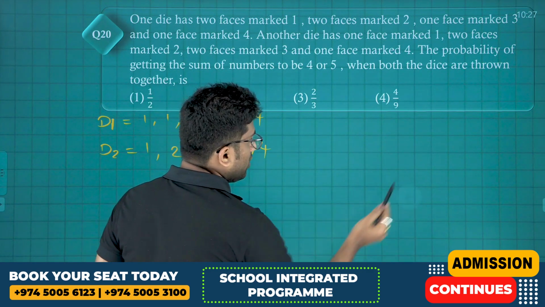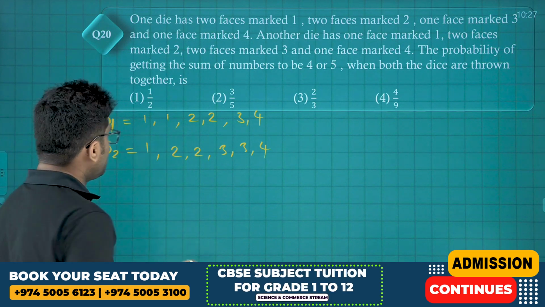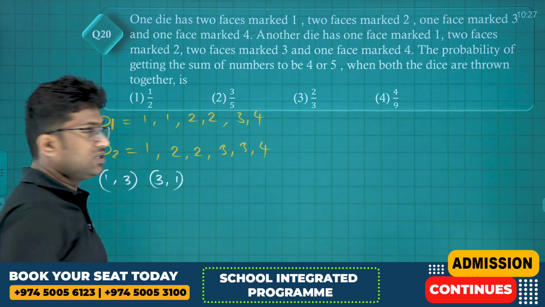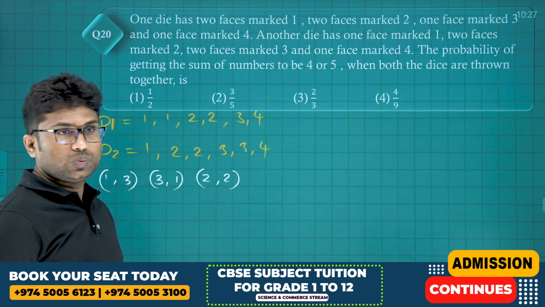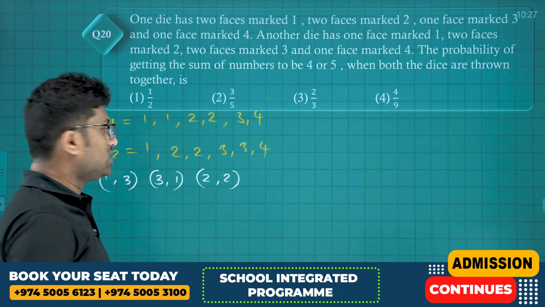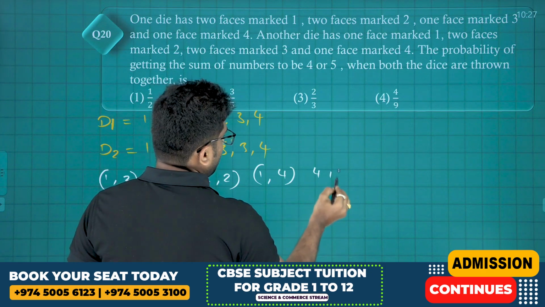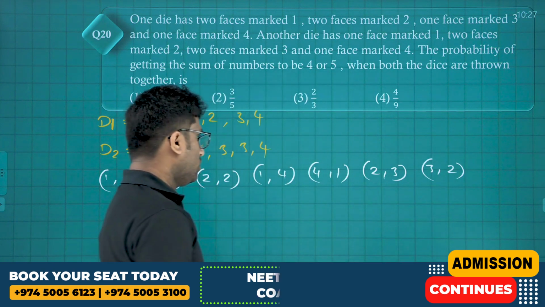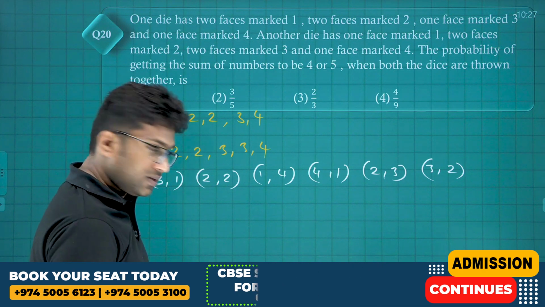Friends, to get either 4 or 5, what are all the possibilities we get? To get 4, the combinations are (1,3), (3,1), and (2,2). These are all for 4. For 5, the combinations are (1,4), (4,1), (2,3), and (3,2). That's it.